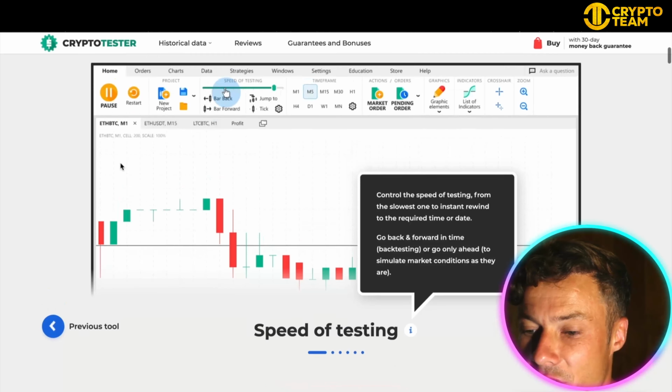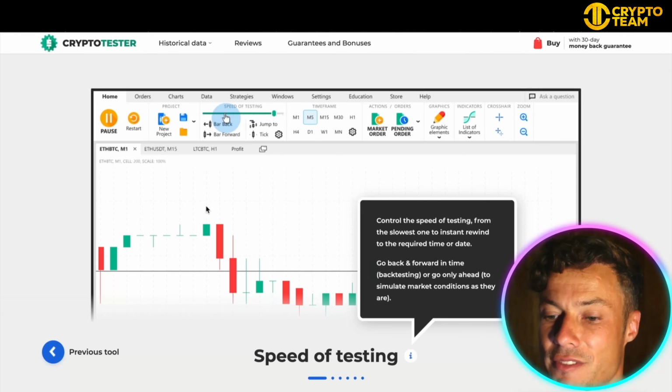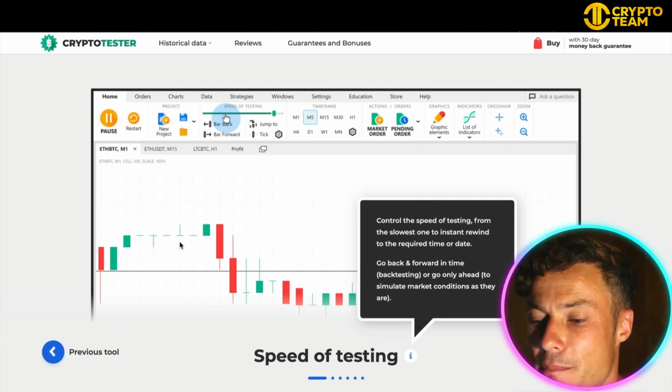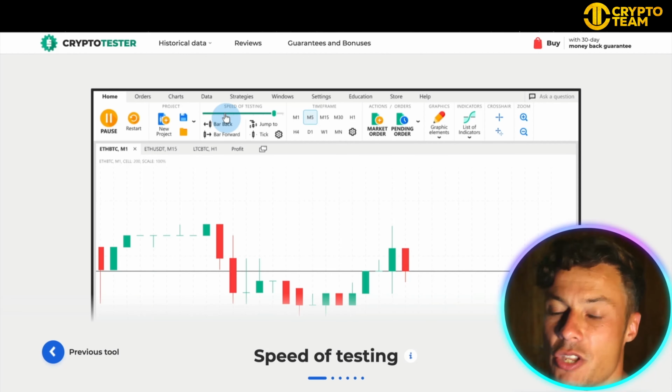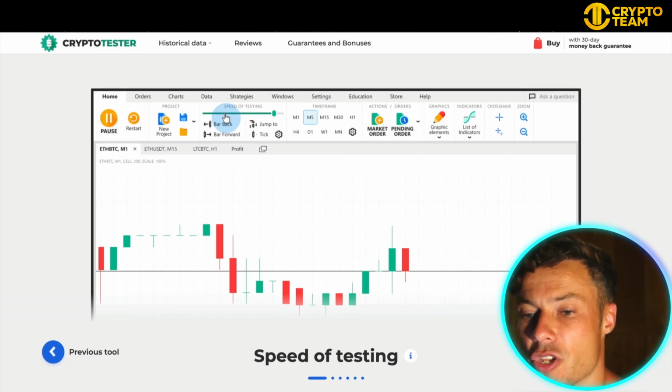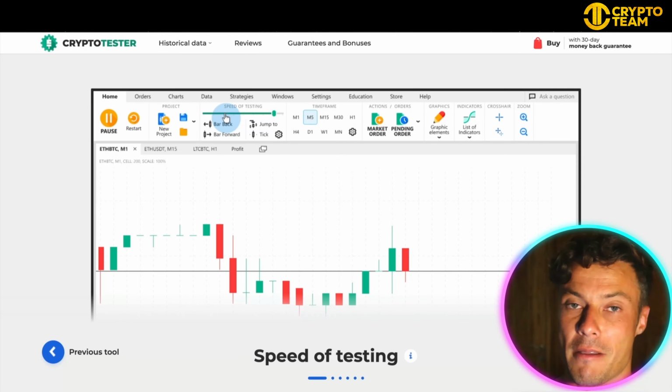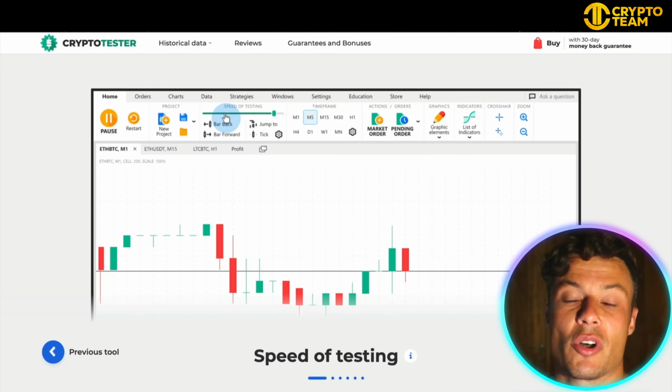So coming down below, guys, you can see it shows you the various different charts for whatever pair it is that you want to trade. Here it's giving you an example of the ETH BTC on the M1. You can then change the speed of which you want to use for backtesting. So if you're looking for the ideal setups, then you can play back through and then you can make decisions on the data you see.